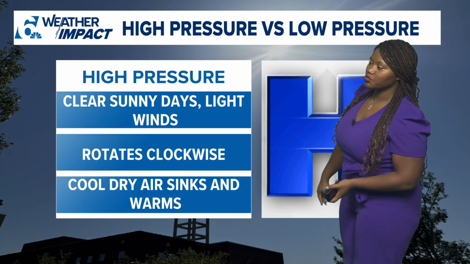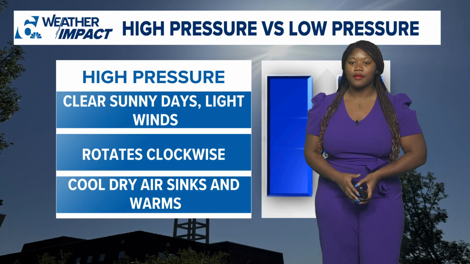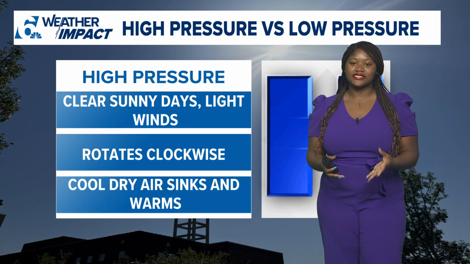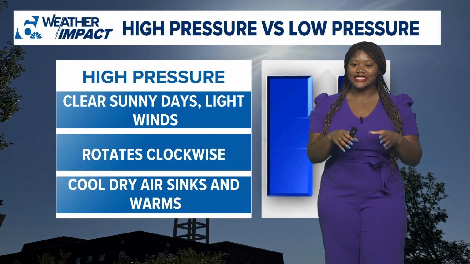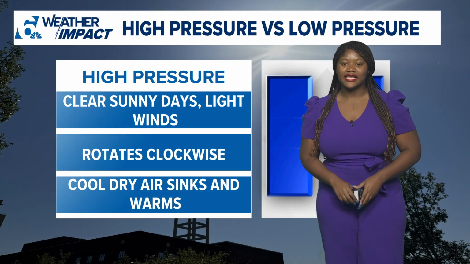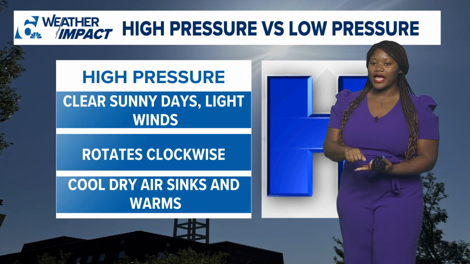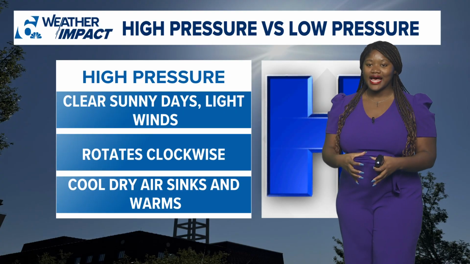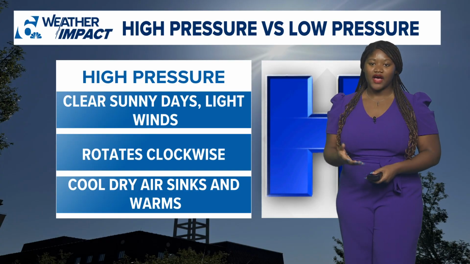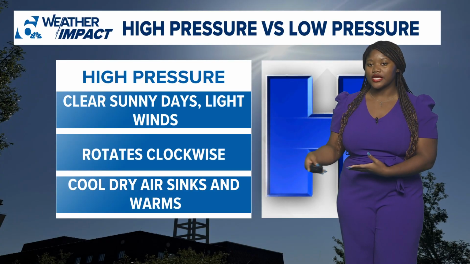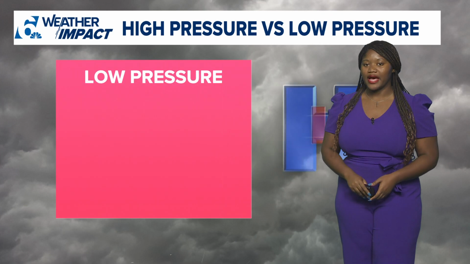High pressure does rotate clockwise in the northern hemisphere, and what high pressure is, is cool and dry air that sinks and it warms as it sinks down to the surface. So think about when you put a lid on a pot and you trap that heat inside. That is a good representation of high pressure. That's why we normally do see warmer days when we speak about high pressure.